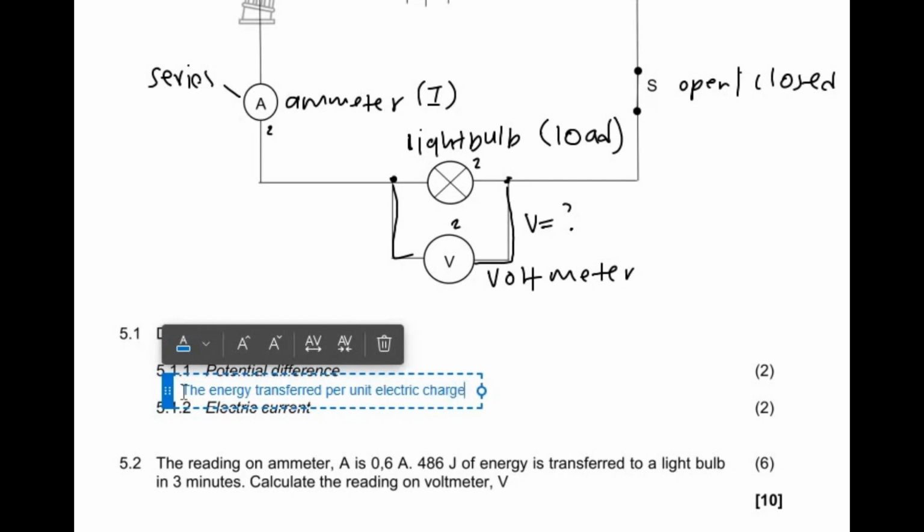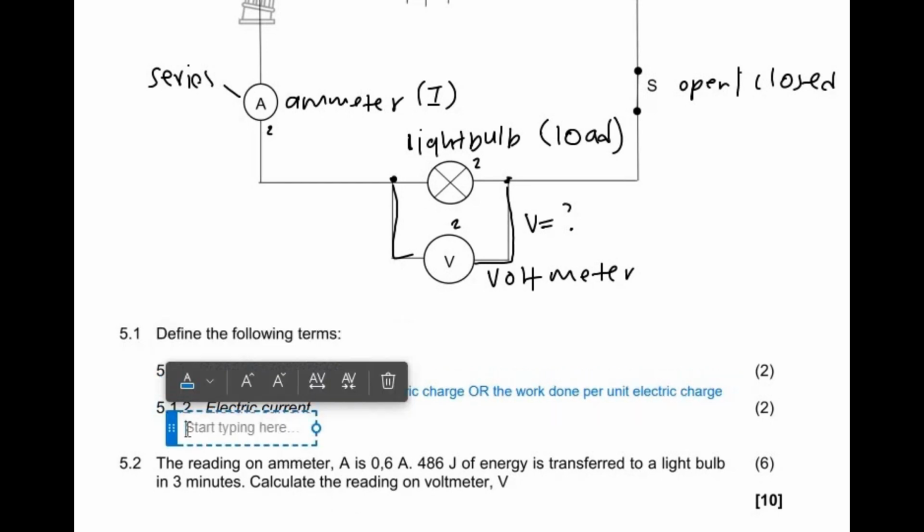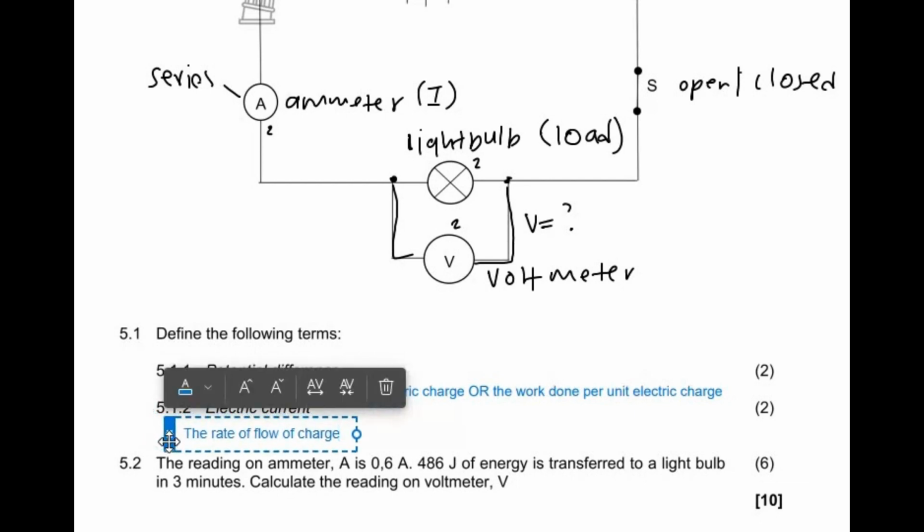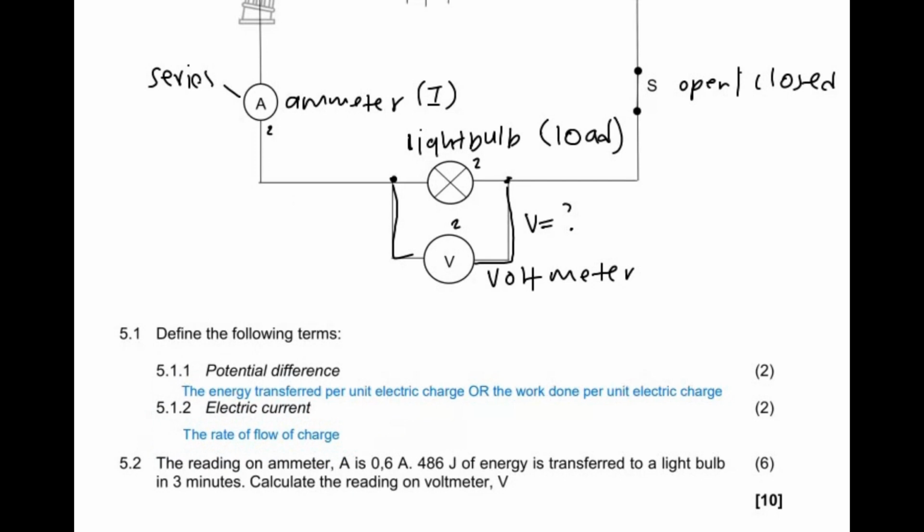Some people might say it is the work done per unit electric charge. Electric current, we define it as the rate of flow of charge. So how fast is the charge flowing in that circuit? So that's how you get your 2 marks.